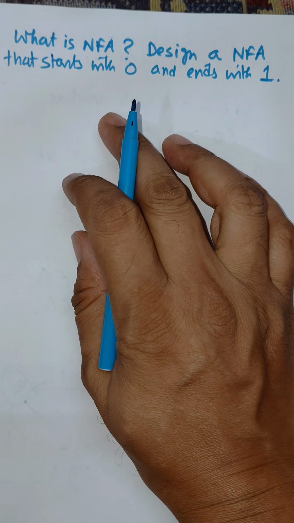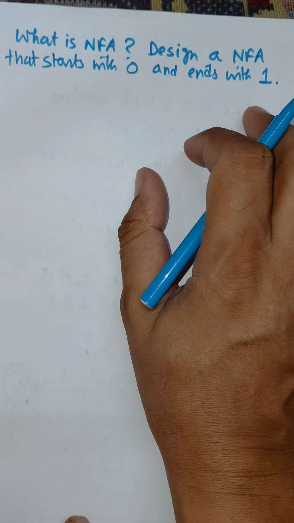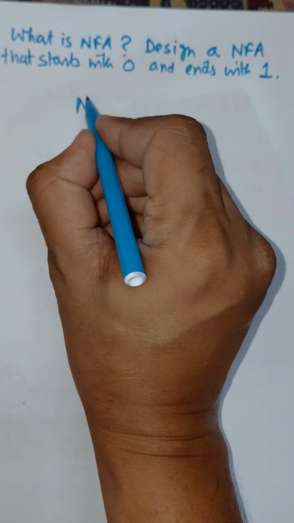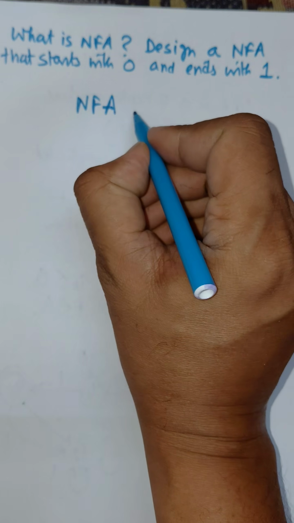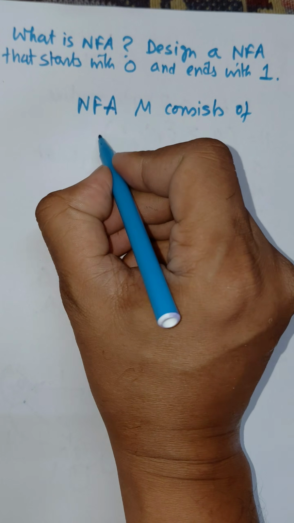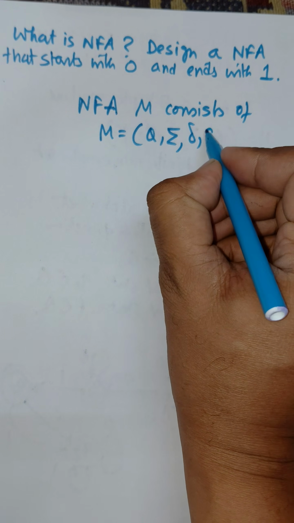Hi everybody, in this video I am going to define NFA and design an NFA that starts with 0 and ends with 1. First of all, NFA means Non-Deterministic Finite Automaton. An NFA M consists of M = (Q, Σ, δ, q0, F).